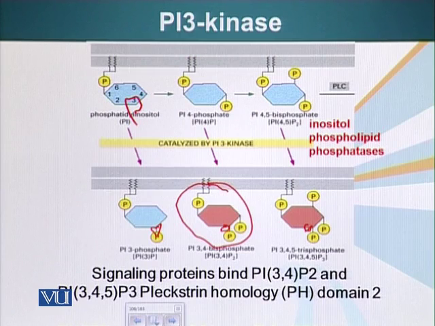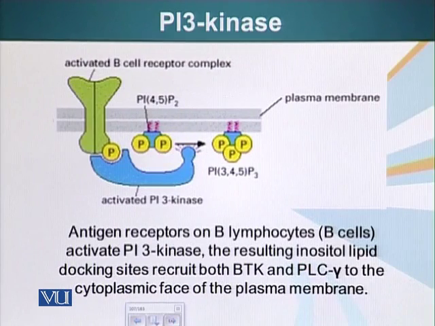There are two types of PLCs. PLC beta, for example, we saw, is activated by G protein coupled receptors or G protein linked receptors. PLC gamma, on the other hand, is activated by receptor tyrosine kinases. There are about 200 proteins that have pleckstrin homology domain, which can bind these molecules and get activated. Let's look at how this enzyme works.